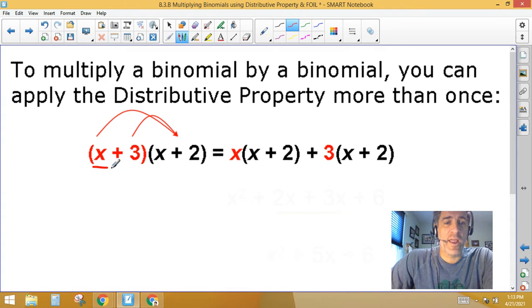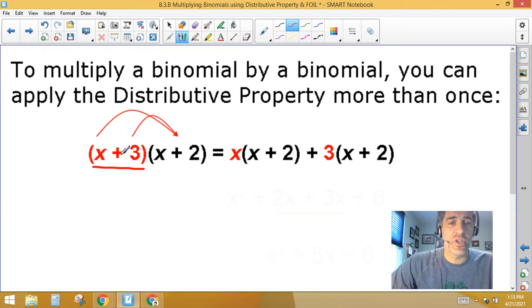What I do is I take whatever one is first, and I could switch the binomials, but since x plus 3 is first, I take the first term of it, x, and I put it out in front of the second binomial. Then I take the second term, positive 3, and I put it out again in front of the second binomial. So I'm distributing my x to x plus 2, and then I'm distributing my positive 3 to the x plus 2. So it's kind of like the double distributive property.